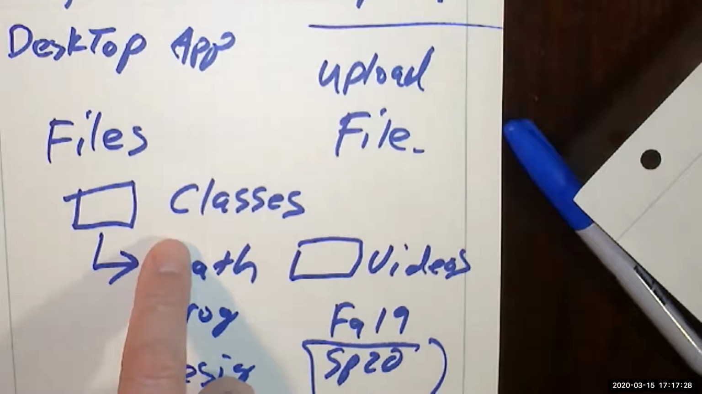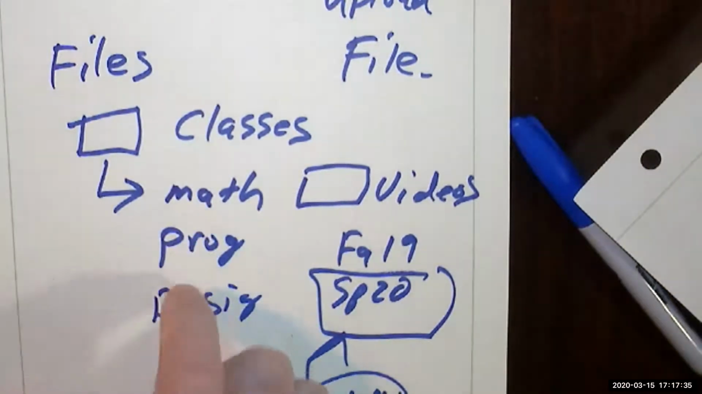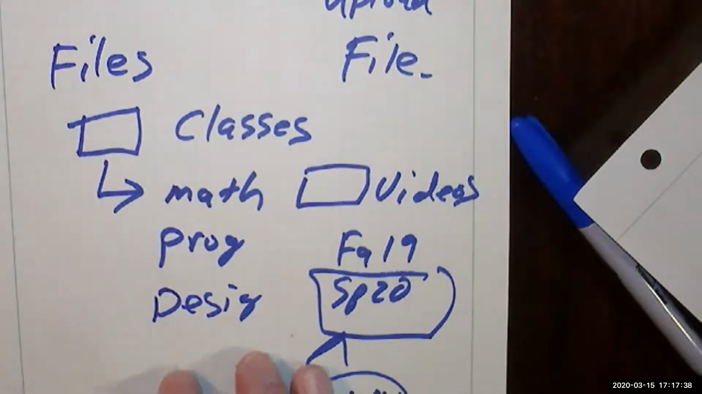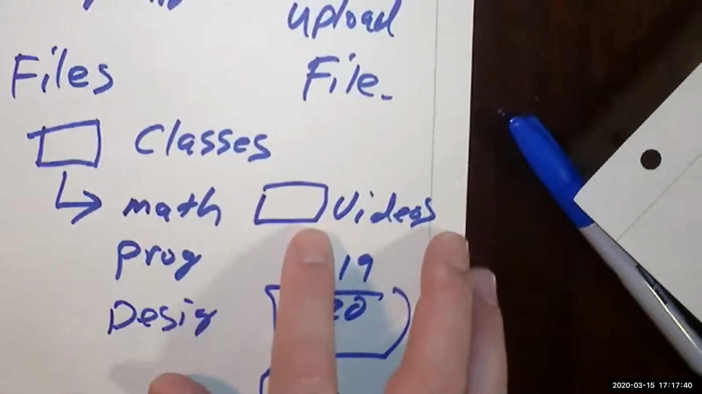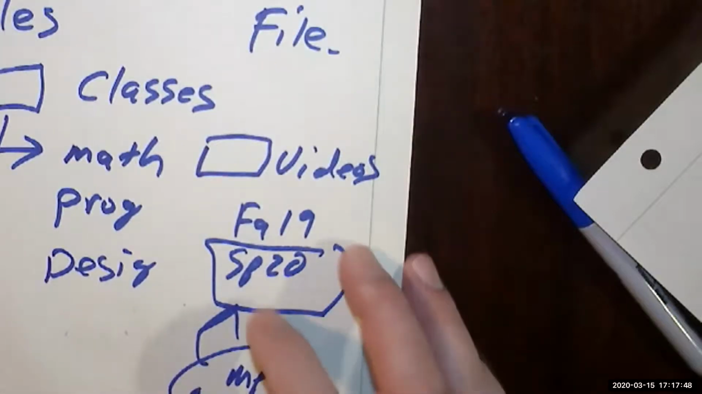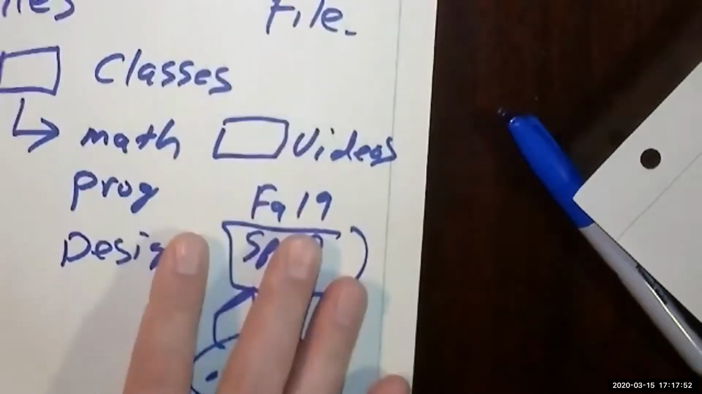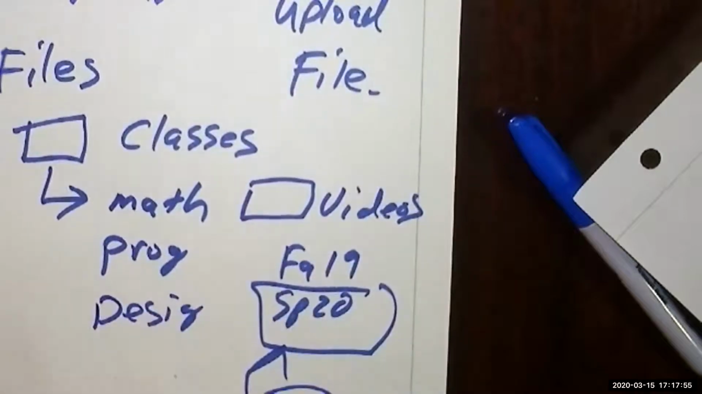The way I've got my folders structured, I've got a folder called Classes, and then inside that I've got classes that I teach. I teach a math class, a programming class, and a design class. Inside each one of these classes, I also have a folder called Video. So I'll have math videos, and then inside that, I'll break them up by semester. So fall 19, spring 20. That's where you're going to want to upload your .mp4 file. You don't have to have a structure when you're putting things in, but if you have a system in place that makes sense to you, when you go to pull stuff out, that's when you'll be able to do it.